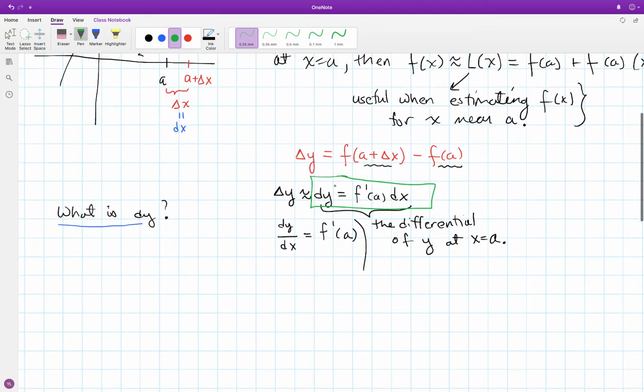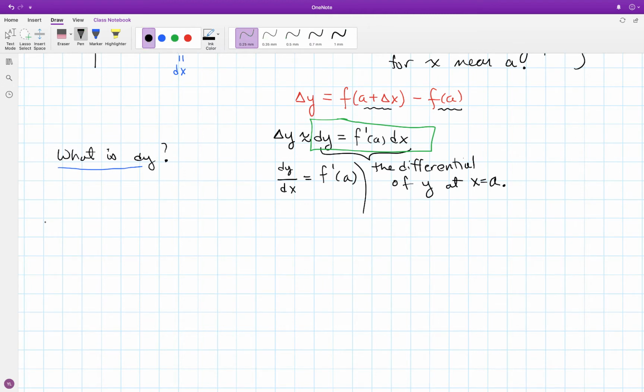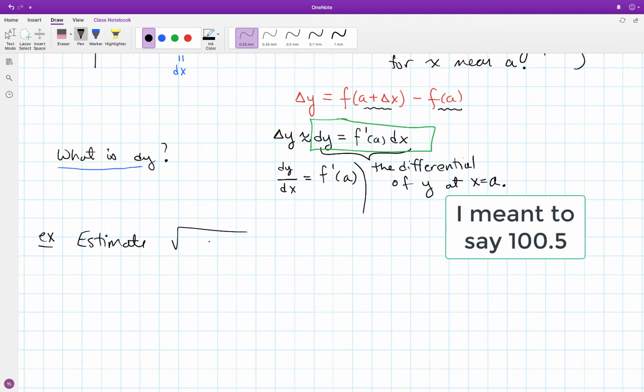So I'm going to estimate using the differential a square root expression, and you could totally solve this problem using the linearization. In fact, it uses the exact same numbers at some point. It's just a slight change in perspective, that's all. So I want to estimate the square root of 105 using differentials.